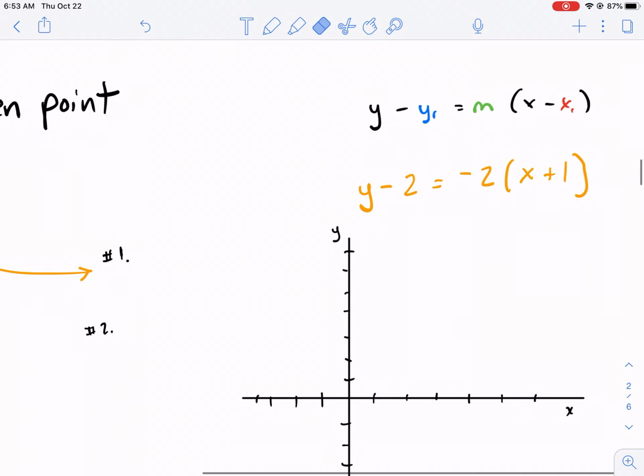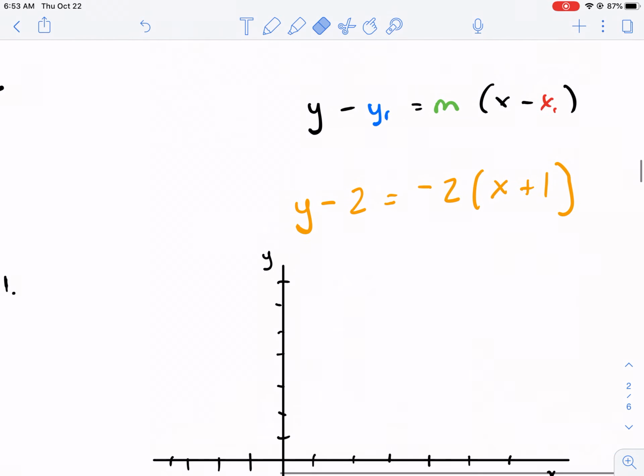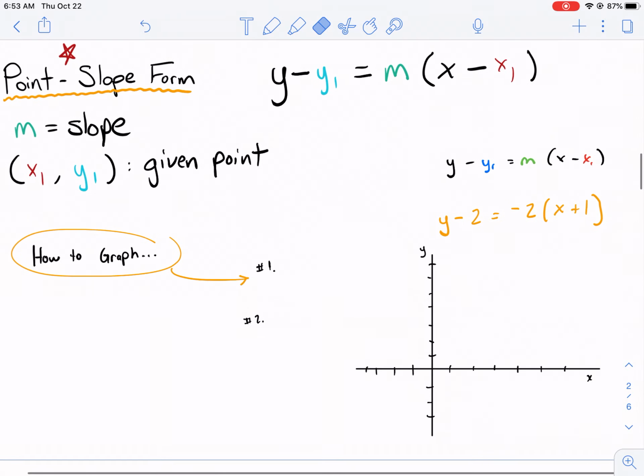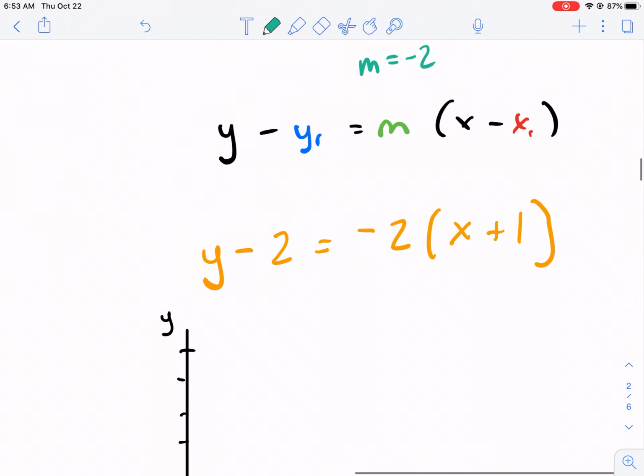Now, a lot of people would say, oh, my x1 is 1, my y1 is negative 2, and my slope is negative 2. No, no, no. Okay, I'll agree with you on one thing. Our slope is negative 2. We see that, negative 2, that's our slope. That's one thing you got right. That's our m, however you want to say it.